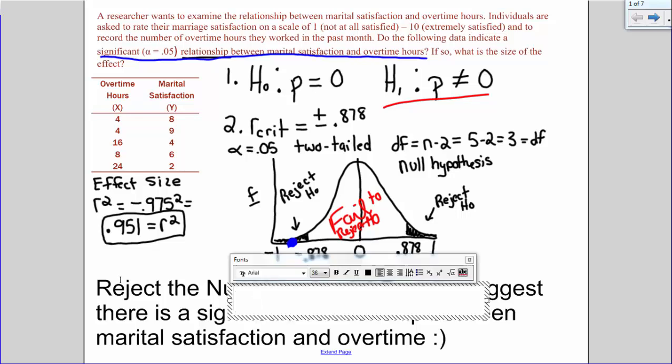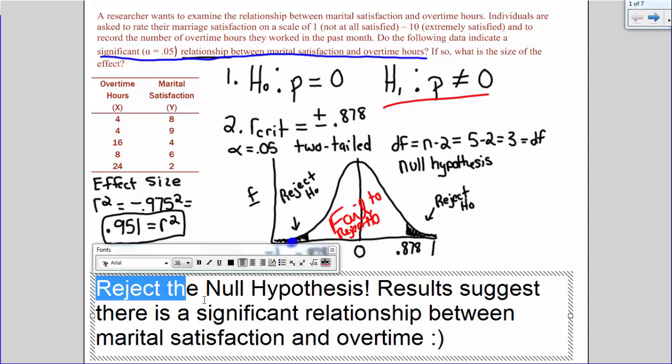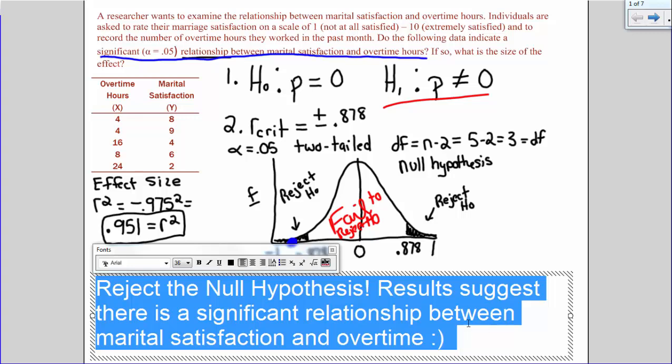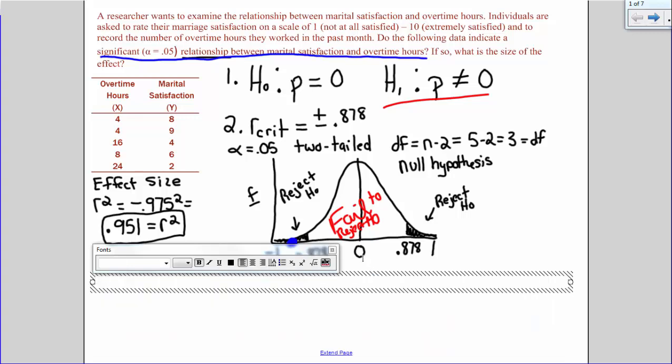Now let me interpret what that tells you. So I'm going to get rid of this little guy and replace it with the interpretation of R squared. So if we turn this 0.951, right now it's a proportion. Let's turn it into a percent by multiplying it by 100. So we could say 95.1%. Ooh, let's make this bigger.